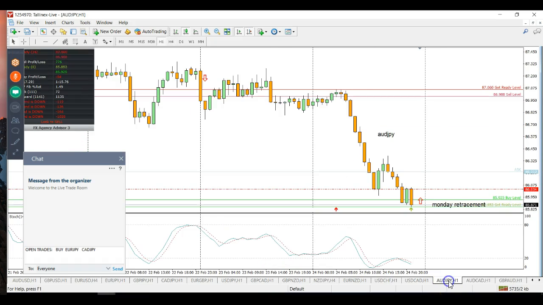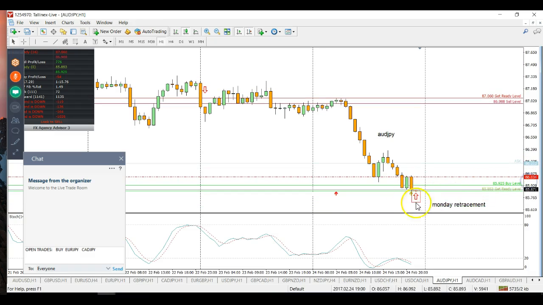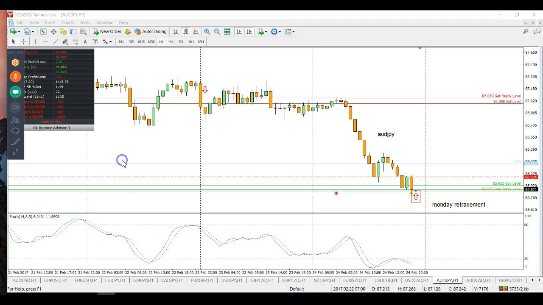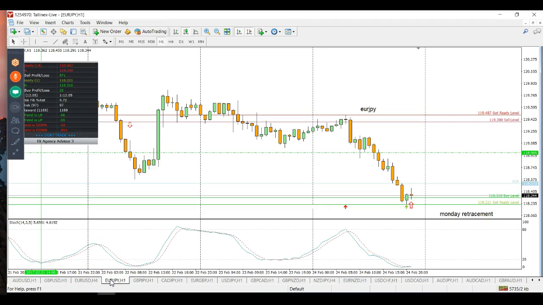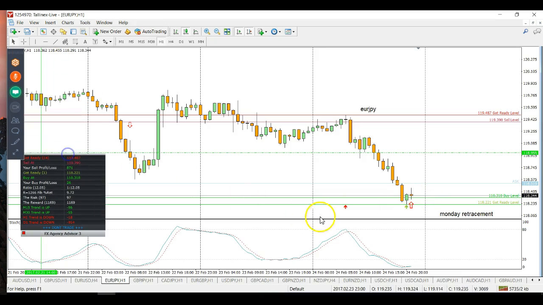A couple more. We have the Aussie yen. Aussie yen, I think, may sell off more before it turns around. It will retrace, but we may see this gap down before it turns around and heads north. Euro yen, we have a nice inside bar at a support level. The advisory indicator is giving us a nice retracement opportunity.